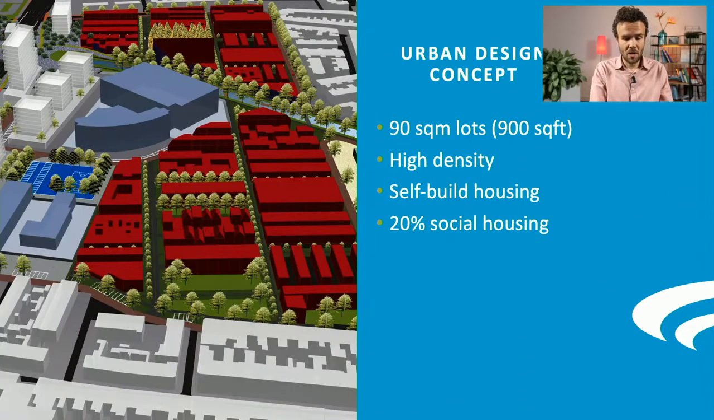There was also high-rise buildings on the edges of the development. You can see that in the top left of this model, where they developed some more towers, maybe 5, 10-story towers, and 20% of that was also social housing. So an interesting mix.